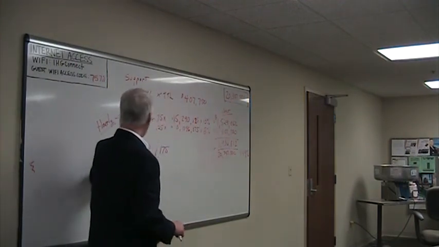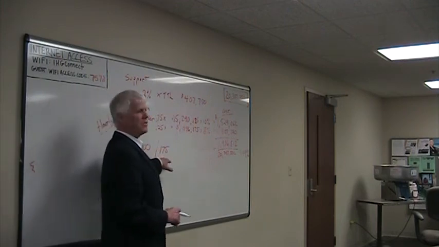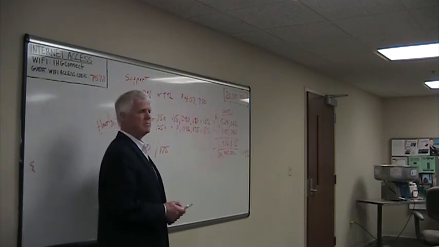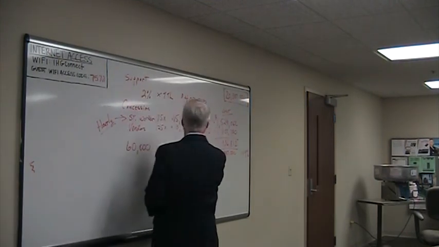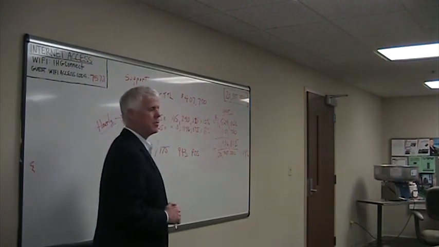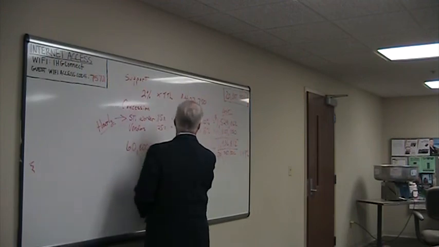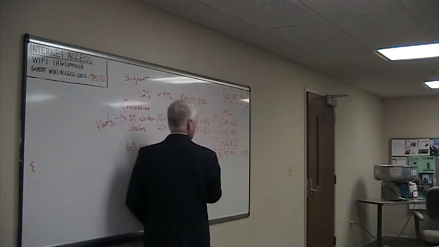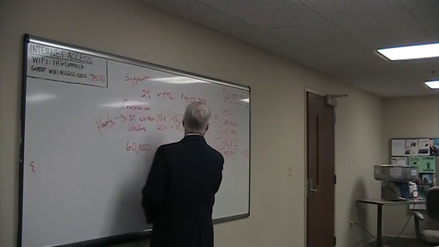So let's divide this out. 60,000 divided by 175. What does that equal? 342.86. I'm going to say 343 because you round up on points of sale. Yes, 343 points of sale.